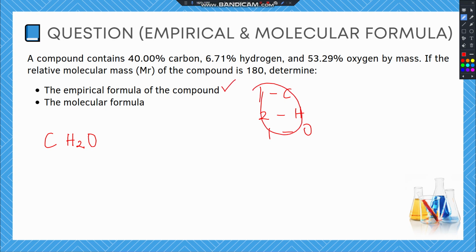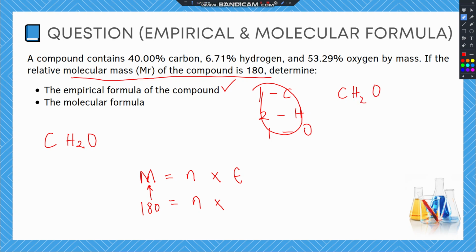So now that we have done that, let's go ahead to calculate the molecular formula. How do we do that? Molecular formula M is equal to N multiplied by the empirical formula. Now, we are told that the relative molecular mass of the compound is 180, and the molecular formula of a compound will always correspond to the molecular mass. So we can substitute this to be 180. This will be equal to N multiplied by the empirical formula, CH2O.